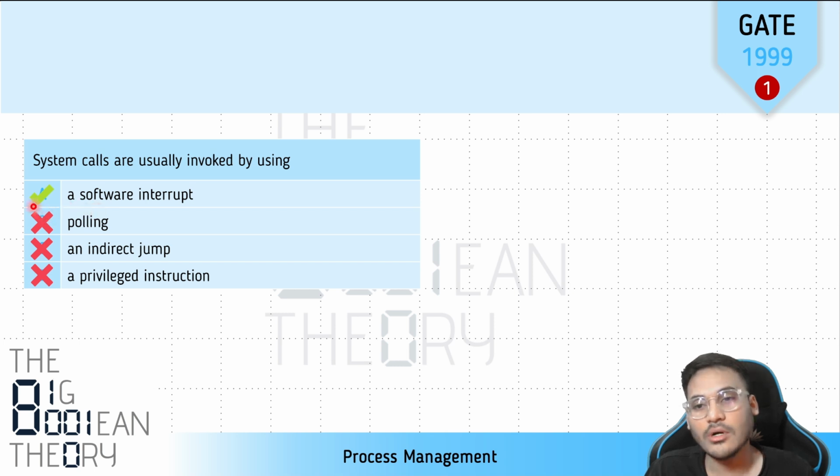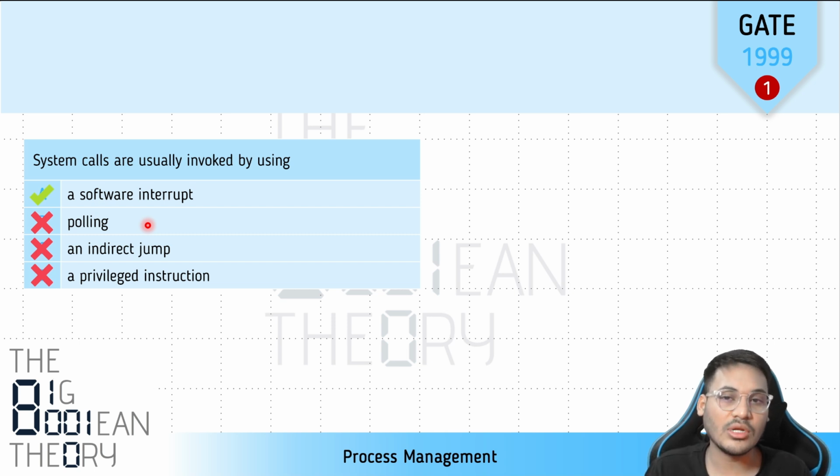So even though we have found the correct option, let's talk a bit about the other options also, right? So let's talk about polling. Polling is basically quite unrelated to system calls. Polling is related to the concept of IO devices, right? Basically, IO devices can perform the IO operation using different techniques. One of them is polling, the other is using interrupt driven IO, right? Then the third one is direct memory access, or DMA, about which we will talk in the module when we discuss IO management.